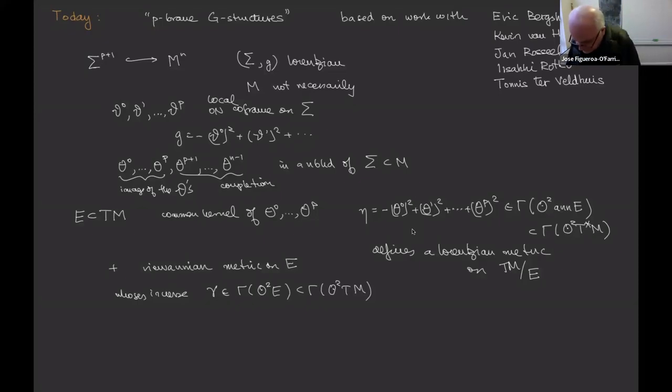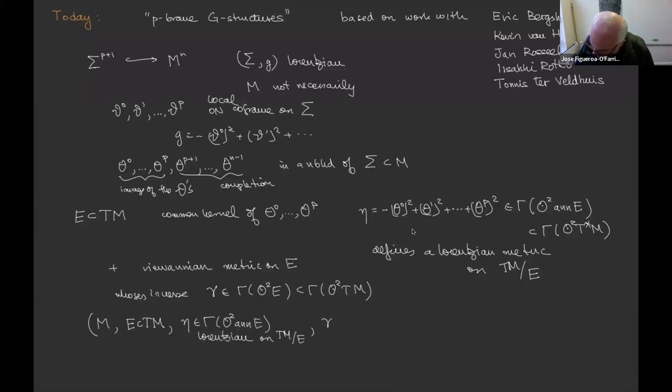Okay, so the upshot of this is that I have a manifold, I have a subbundle of the tangent bundle, I have eta, which is a section of the annihilator of E, and I want this to be Lorentzian on TM mod E. And I have this gamma, which is a section of the symmetric square of E, and the idea is that gamma inverse is Riemannian. By the way, Lorentzian and Riemannian is just for exposition. The important thing is that they should be non-degenerate. But because I'm taking a Galilei approach, I want this one Lorentzian and the other Riemannian, a Riemannian metric on E.